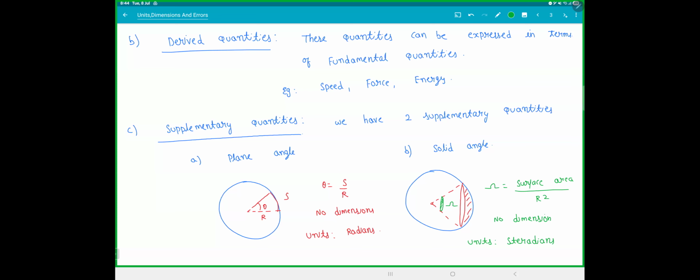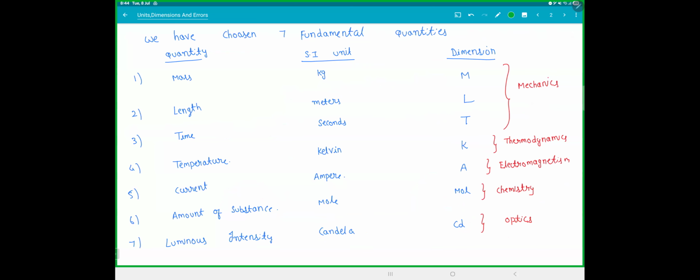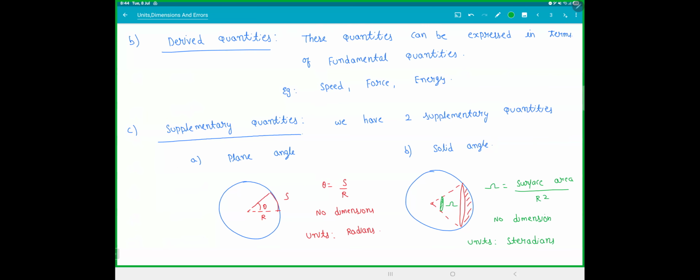The fundamental quantities, derived quantities, and supplementary quantities. So technically, you have 7 plus 2: 7 fundamental quantities, mass, length, time, temperature, current, substance, intensity, and plane angle and solid angle. So with these 9 things, you can define everything in physics. Clear with this? The thing is, people initially defined the 7 and then they later realized they needed more. All clear with this?